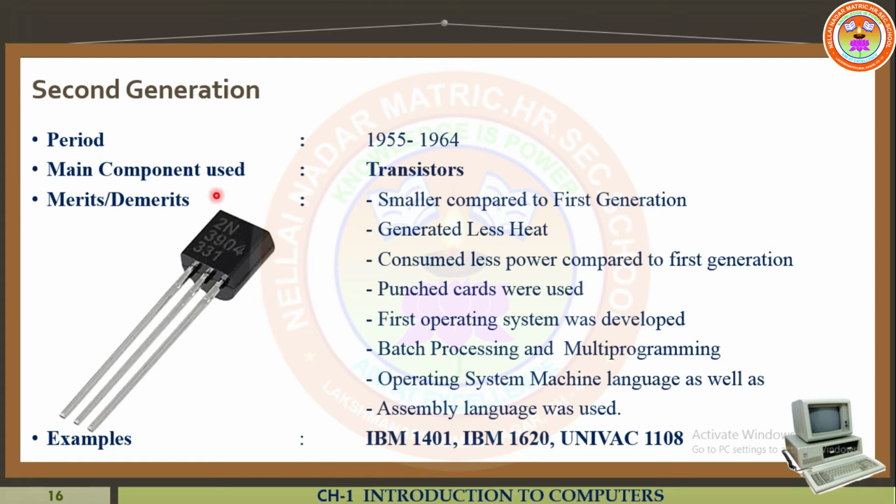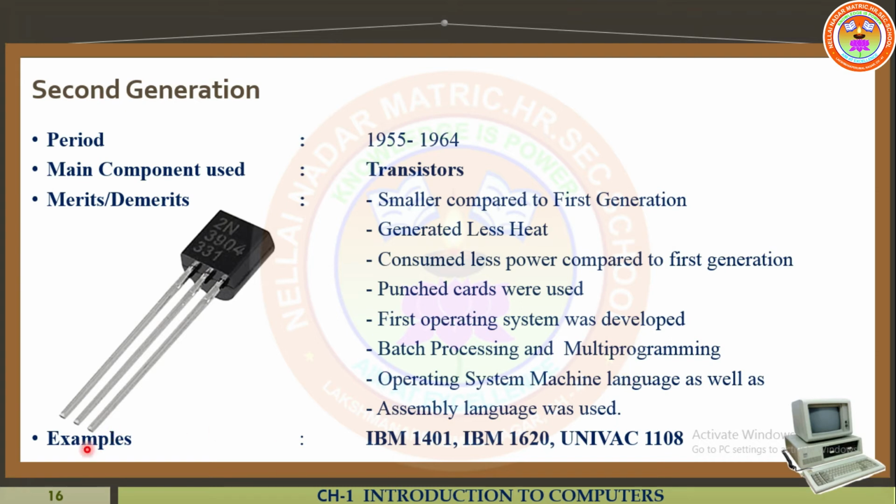In this generation, the first operating system was developed. We also introduced batch processing and the multi-programming concept. Machine language as well as assembly language were introduced and used. So children, these are the important points regarding the second generation. This is the list of points. You just note all the points. Each and every point is very, very important.